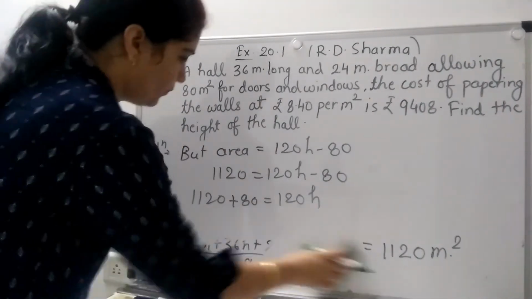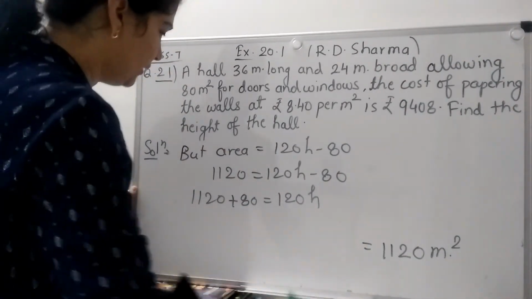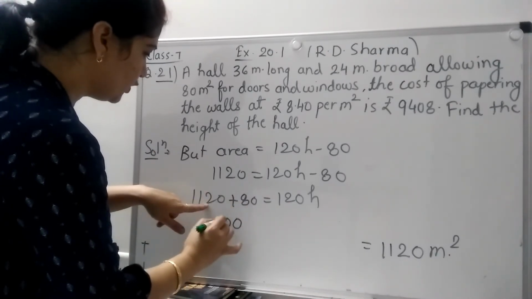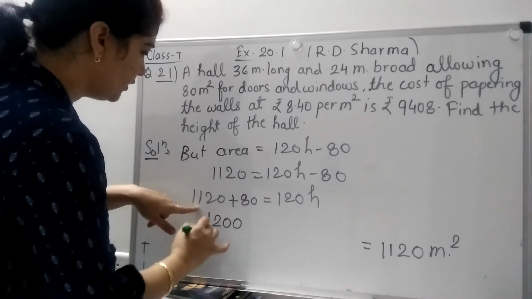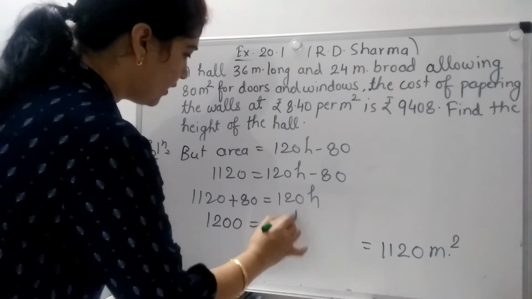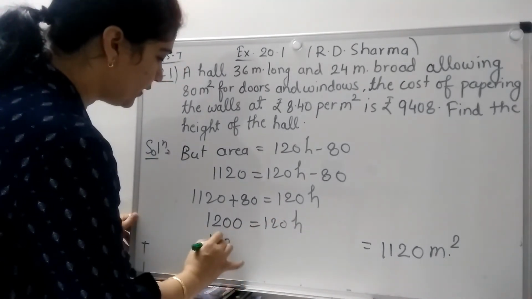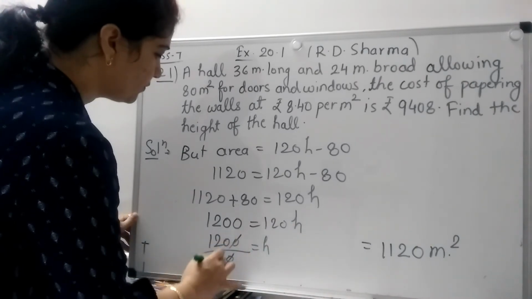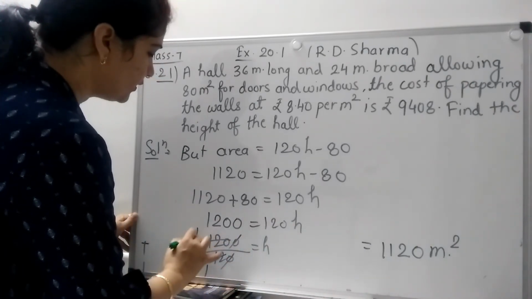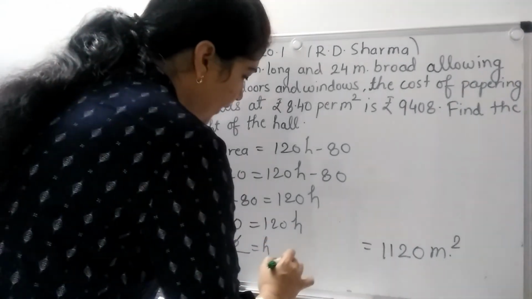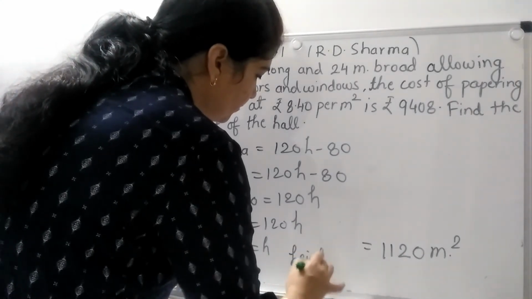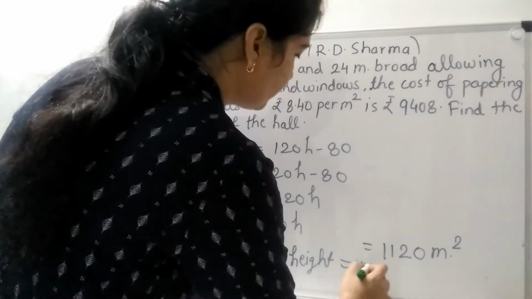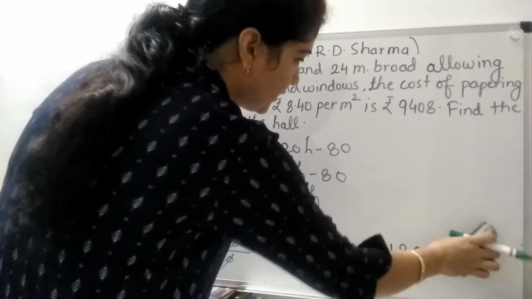Okay, so further if you will calculate, you will get 0 plus 0, 0, 8 plus 2, 10, 0, 1, 1 plus 1, 2. This much you will get, and then finally 1200 divided by 120 will be h. 12 ones are 12, 12 tens are 120. So the height will be 10 meter. This will be your answer.